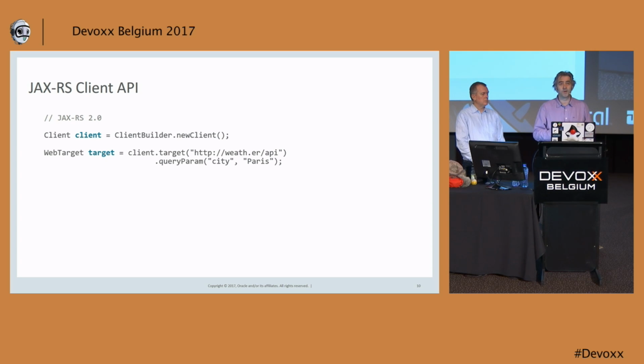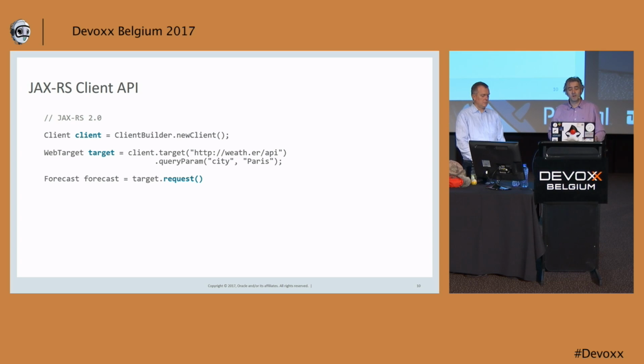Then, once you have the client container, you will, based on that container, construct a web target. A web target is, at the end of the day, just the location of your remote endpoint, the remote endpoint that you want to access. So this is my target. I have the ability to configure and construct my target.